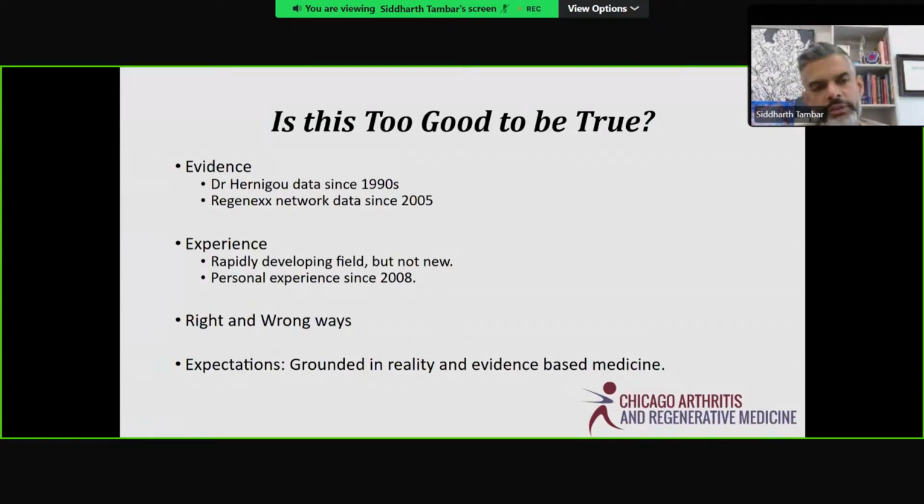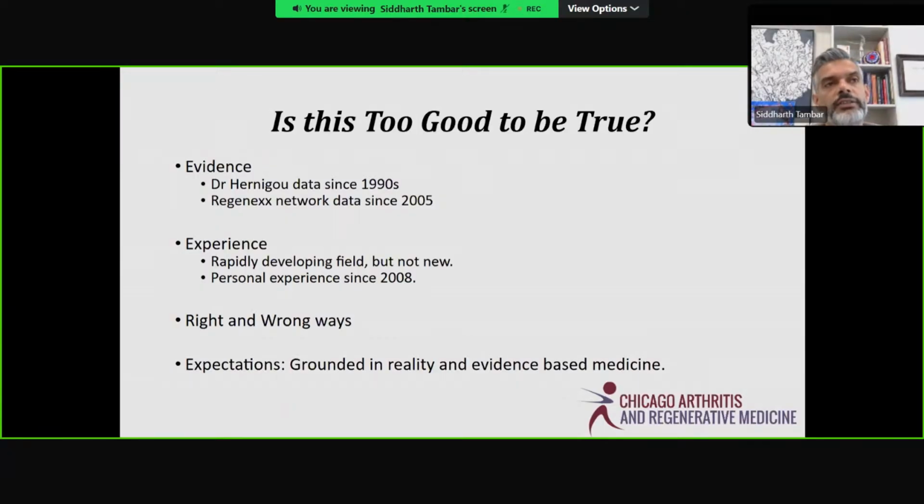Is this too good to be true? Philippe Hernigou has been doing studies on this. He's an orthopedic surgeon in France who's been treating shoulders and knees with bone marrow, comparing to surgical patients since the mid-90s. Regenetics Network has data since 2005.